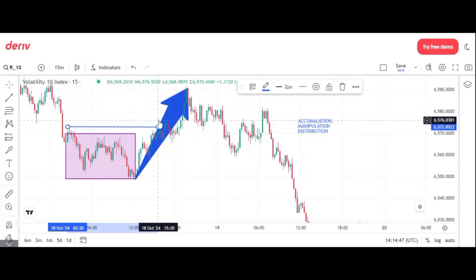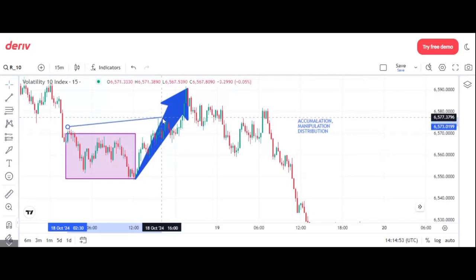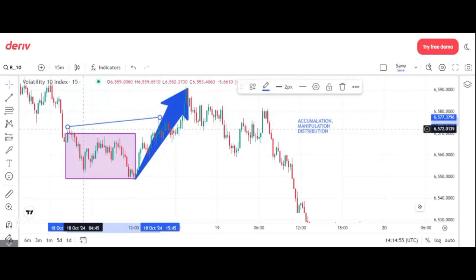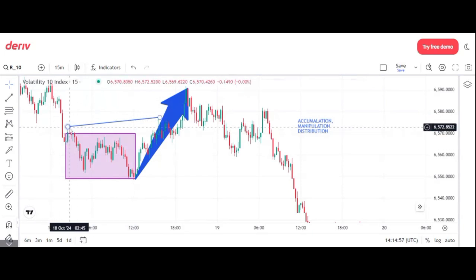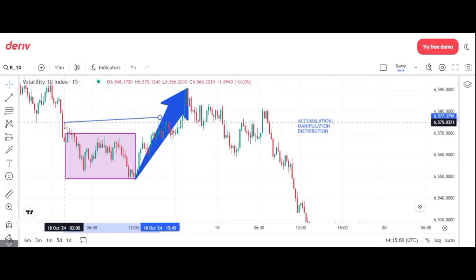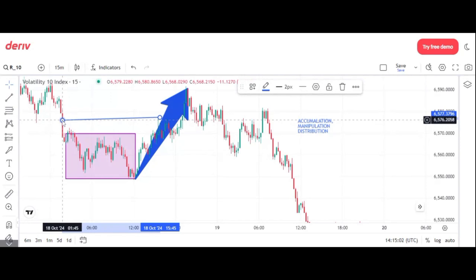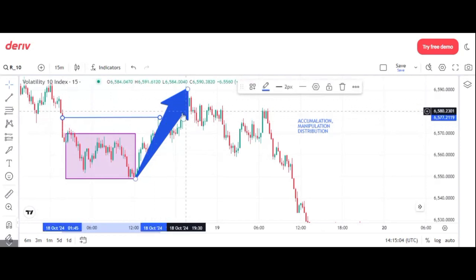So if you had entered the market at this area, your stop loss at this point was already taken out. At this area is where the majority of retail traders place their stop losses. So you would have placed your stop loss at that point there, and it would have already been swept up by this manipulation movement, which is very fast.